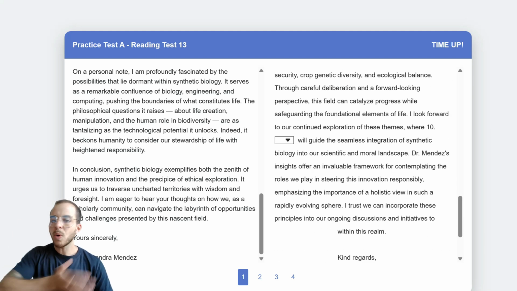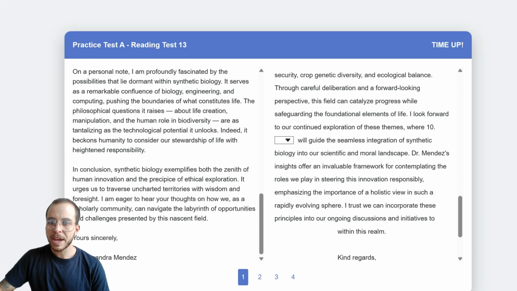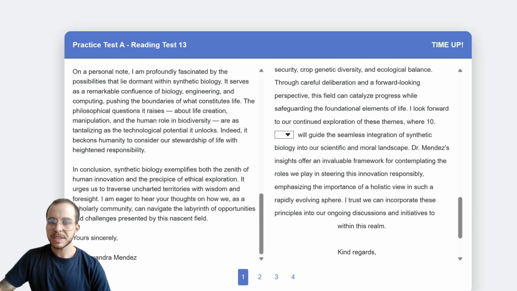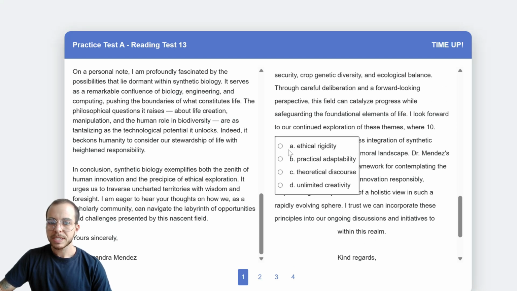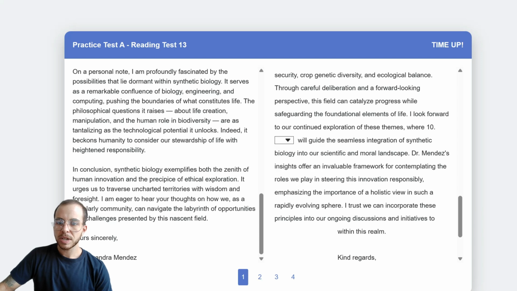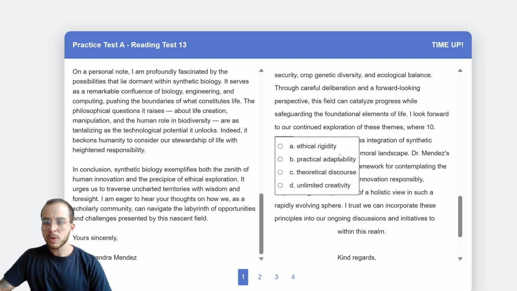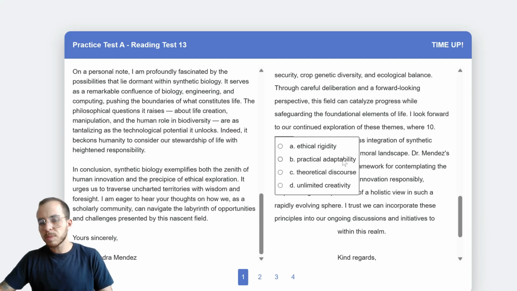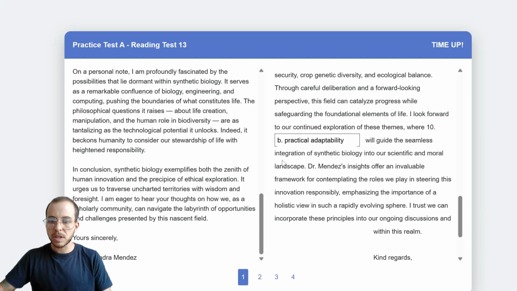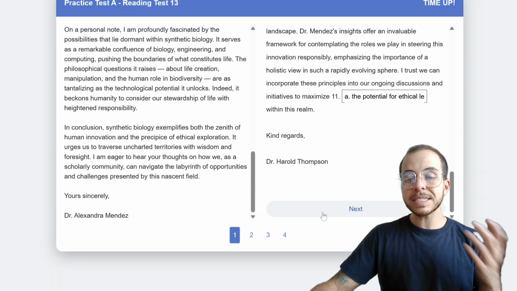All right, our last one, number 10 for section 1. I look forward to our continued exploration of these themes, where something will guide the seamless integration of synthetic biology. Where what? What's going to guide the integration of synthetic biology? Where ethical, kind of, but they didn't talk so much about that being the one thing. Practical adaptation, theoretical discourse, unlimited creativity. I think adaptation is the closest fit. Good. Let's go to the next section.